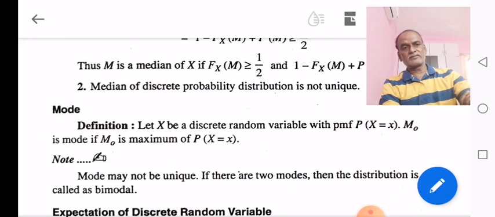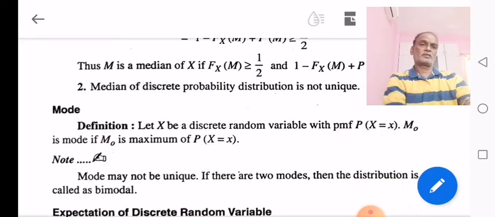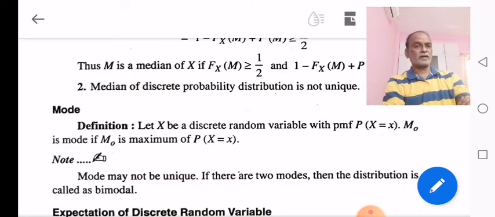On the same side, we'll define the modal value. Mode is the value for which the probability is a maximum. By definition, X is a discrete random variable with probability mass function px. m0 is the mode if it maximizes probability of X equal to small x. See the values of X and the corresponding probabilities; the value of X with the maximum probability we call the mode.